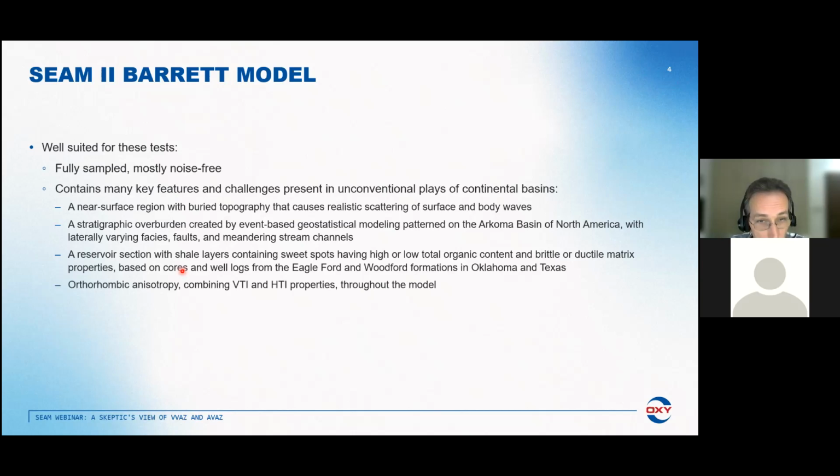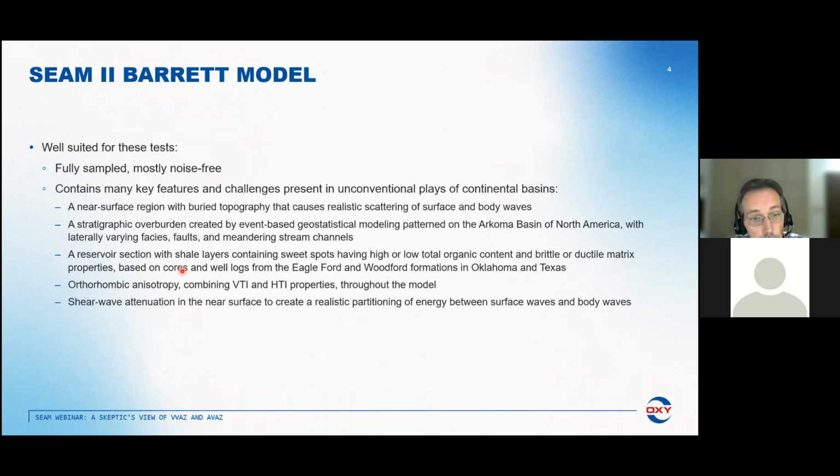The full model does have orthorhombic anisotropy, combining VTI and HTI from top to bottom with varying properties, and I'll highlight some of those. It also has shear wave attenuation in the near surface to mimic partitioning of energy between surface waves and body waves. It also has major faults, which will be obvious later on.